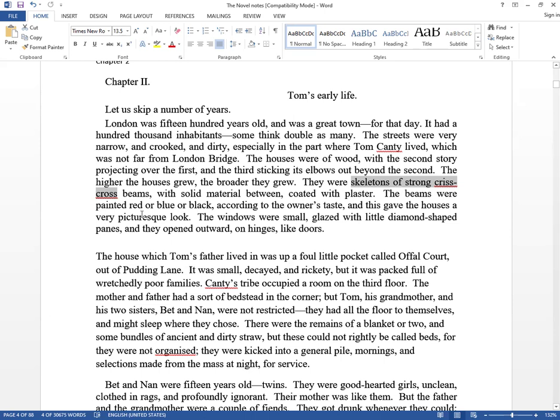The beams were painted red or blue or black, according to the owner's taste. And this gave houses a very picturesque look. Because of these colored beams, these houses look picturesque. Picturesque means very attractive, beautiful. The windows were small, glazed, fixed with glass. They are diamond shaped, like the shape of a diamond. And they open outward on hinges. Hinges means that metal part of the door that supports it and lets it open and close. Hinges, like doors.